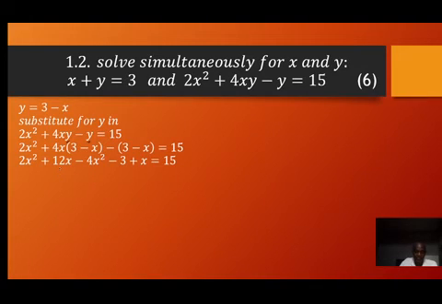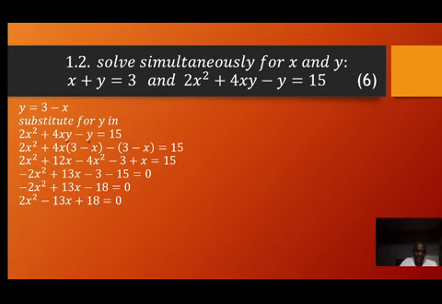Then 12x plus 1x is 13x, and then negative 3 minus 15 is going to be minus 18. So I'm going to get my quadratic equation, which is actually negative 2x squared plus 13x minus 18 equals 0. So again here, now I can divide by negative 1 to give me 2x squared minus 13x plus 18 equals 0.